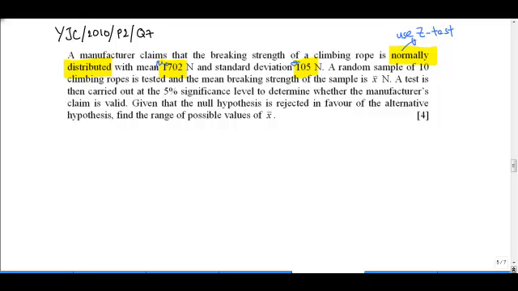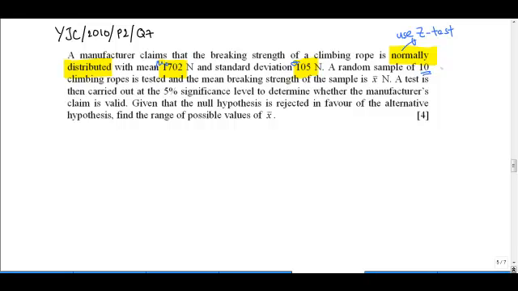A random sample of 10 climbing ropes is tested. This 10 here is potentially tricky because a lot of people would think that if the sample size is small, I have to use a t-test. This is not true because the breaking strength of my climbing rope follows a normal distribution, so no matter what, I will be using a z-test for my hypothesis testing.